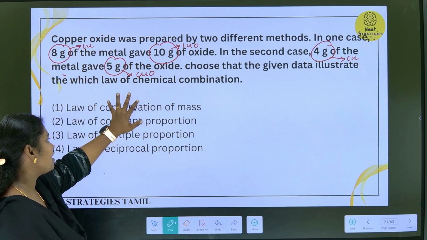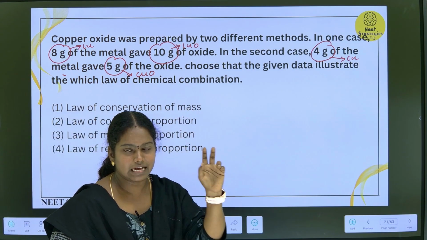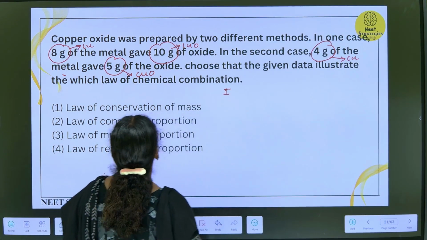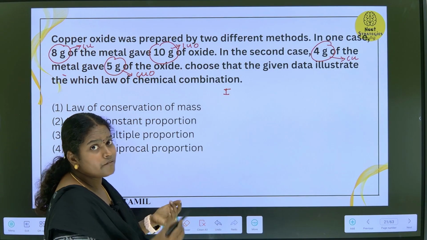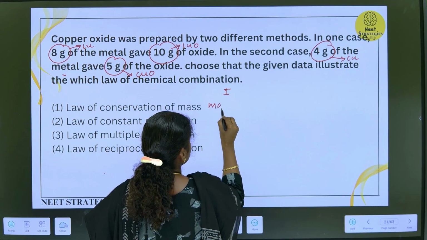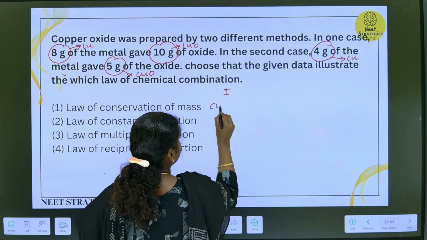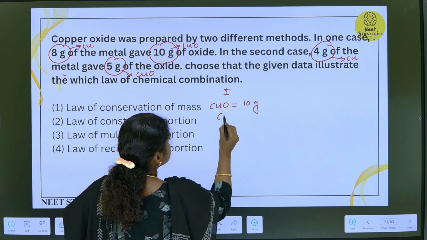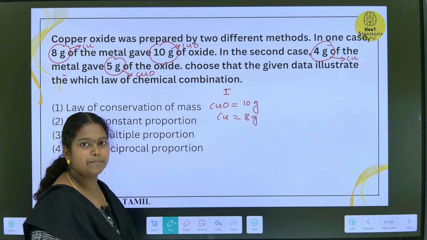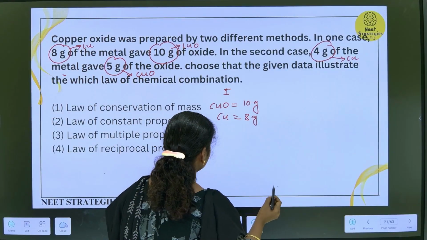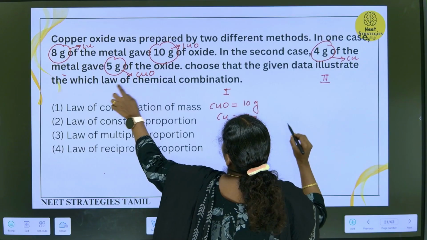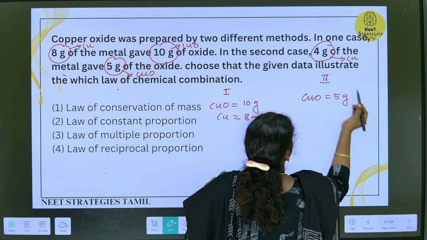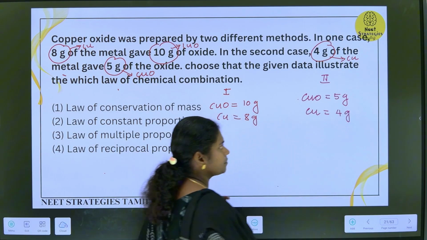So, which law of chemical combination applies? Two sets of data are given, experiment number 1 and experiment number 2. Write the given data separately. In the first experiment, the mass of copper oxide is 10 gram and the mass of copper is 8 gram. In the second experiment, the mass of copper oxide is 5 gram and the mass of copper is 4 gram.